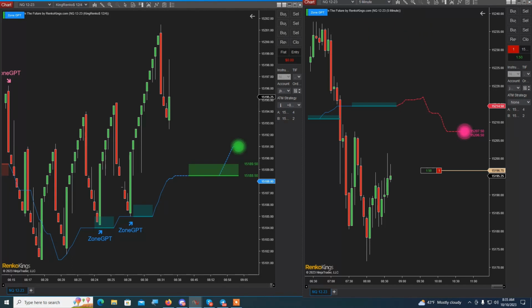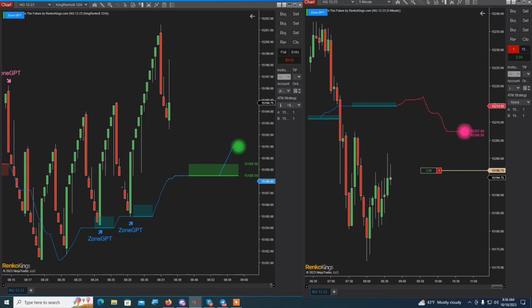Now, if you ask, isn't it kind of a conflict here? One is short, one is long. It's not really a conflict because these are very different ideas. One is pretty much get in and hold, talking about the larger time frame, until ZoneGPT gives a different direction. As long as it's bearish, I am bearish over here. This is scalping on a very small time frame, so there's really no conflict.